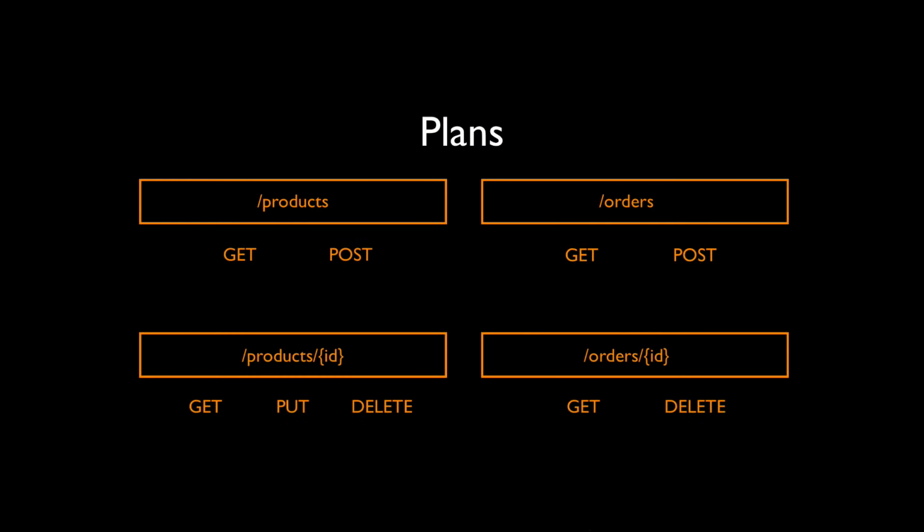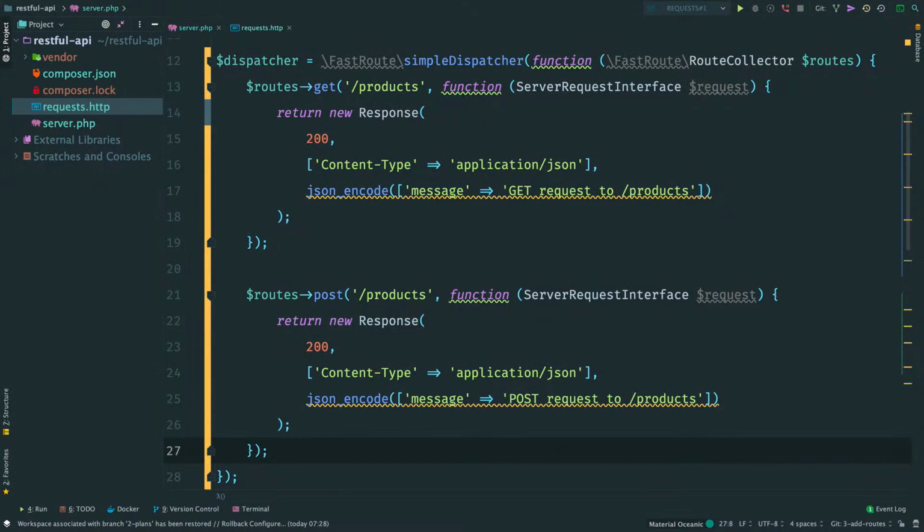If we have a look at our plans, we have a lot of routes to implement, but placing everything here will create a mess in our code. So before we start implementing other routes, let's make some refactoring.